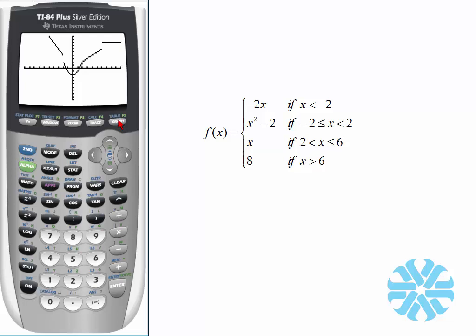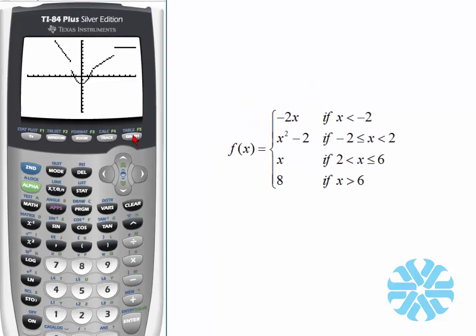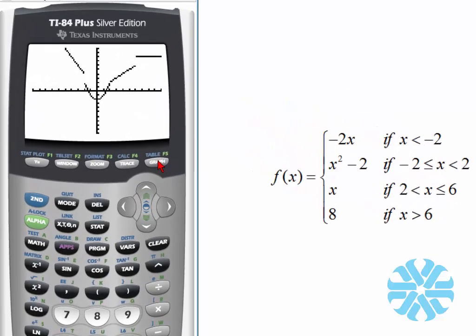So that's good. We did not get any type of error, which means we inputted this correctly. And here is each piece of the function. Here's the linear function, negative 2x. Here's the quadratic, which was x squared minus 2. And here's the next linear function, which was just x. And then we have a constant function, or a horizontal line, which was 8. f of x equals 8.